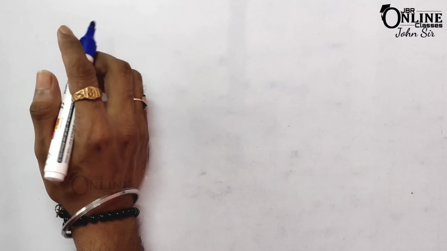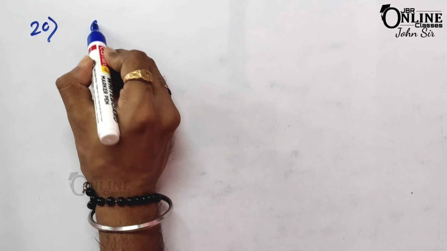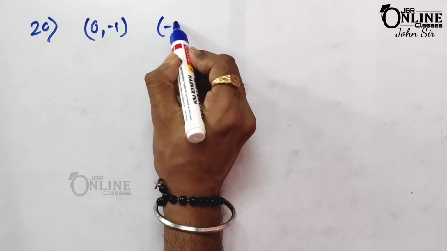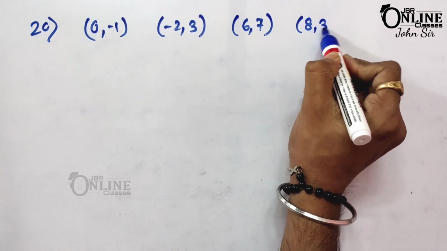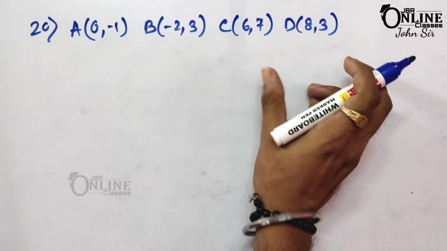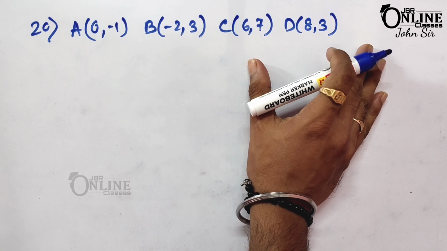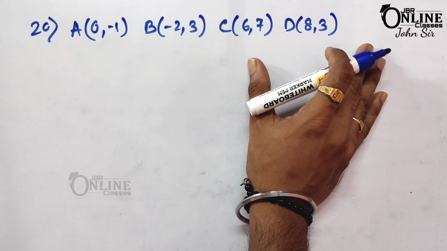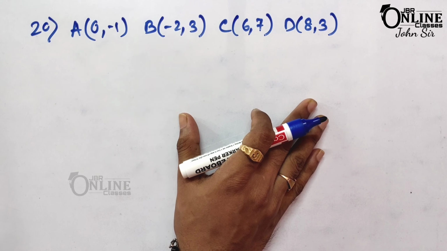Now sum number 19 is the same as sum number 18, so I hope you can solve it. So here sum number 20. In sum number 20, show that the points, first one (0, -1), second one (-2, 3), third one (6, 7), and the last one (8, 3), taken in order, are the vertices of a rectangle. Here A, B, C, D are the names of the points. Now what are the properties of a rectangle? The opposite sides will be equal. So if you prove that the opposite sides of the quadrilateral are equal, then it would be a rectangle.